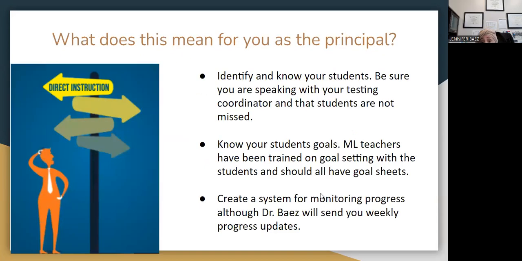Okay, so what does it mean for you as a principal? Well, first you need to identify and know your students, and make sure that you're speaking with your testing coordinator and that they do not miss any students.